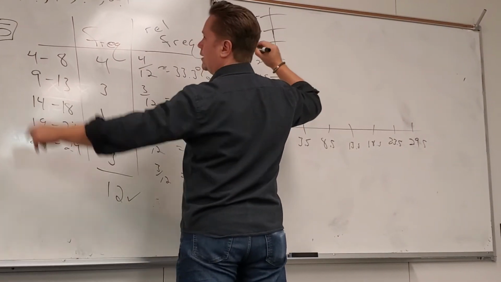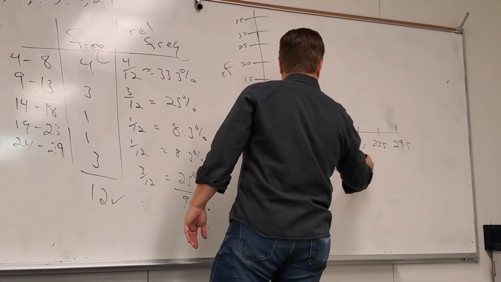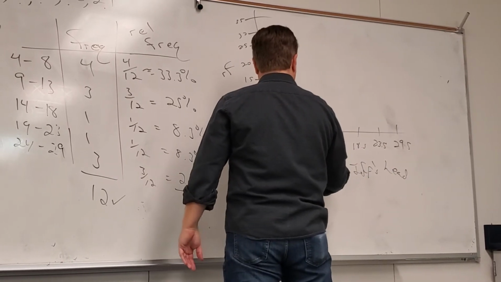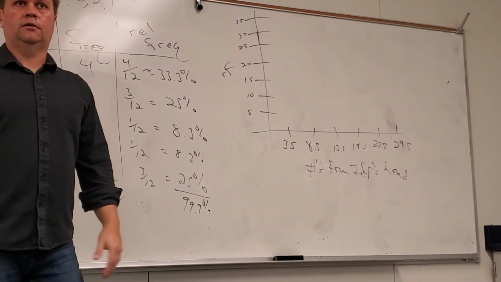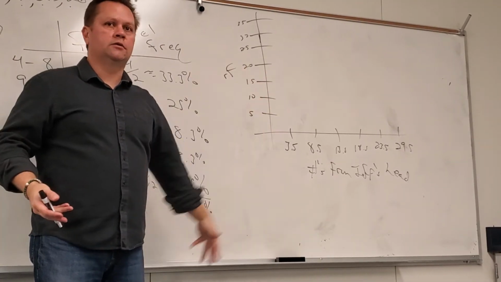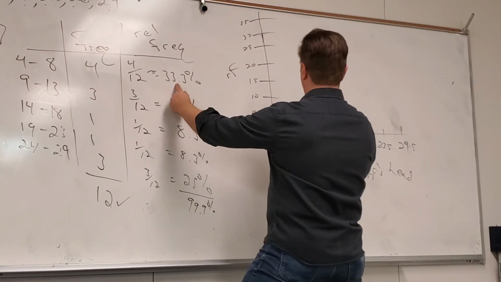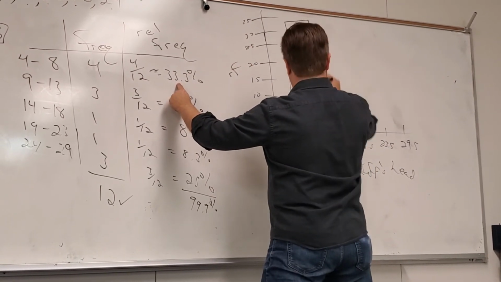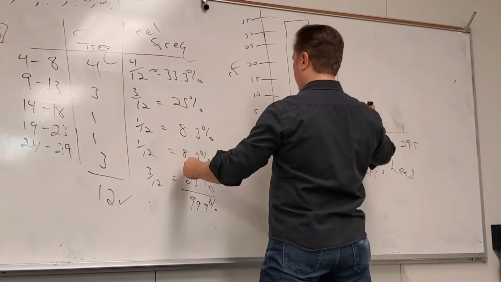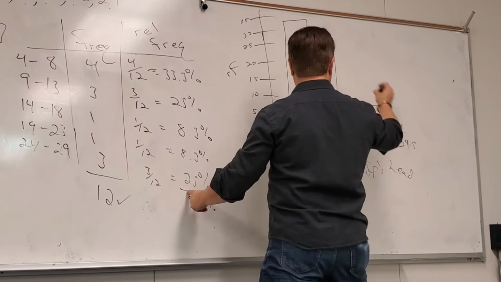Here's relative frequency. Did it say what these were? No. But you always have to label it with what it is physically. This is always going to be either frequency or relative frequency. You can write RF, that's fine. And then you just make the bars. Go up to 33, 25, 8.3 for the next two, and then 25.